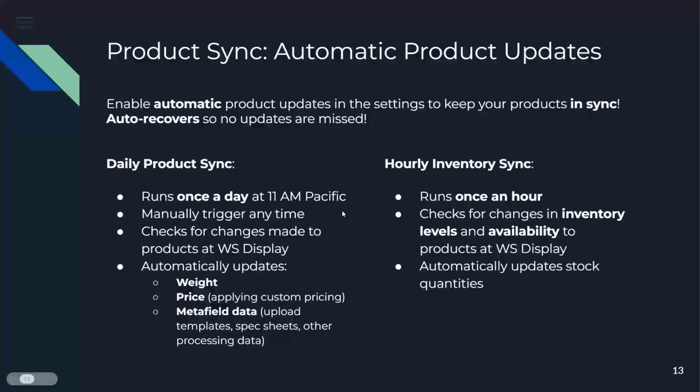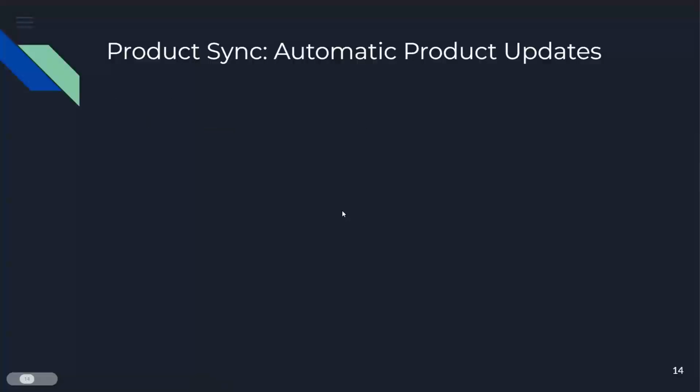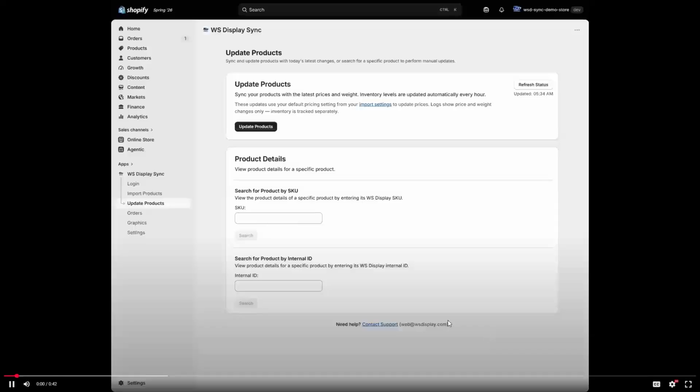Now, we do also have hourly sync. It runs once an hour and it checks for any changes in inventory levels as well as availability and automatically updates your stock quantities. So we'll go ahead and move on to the next video here.